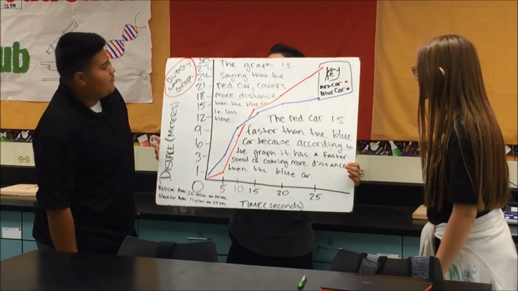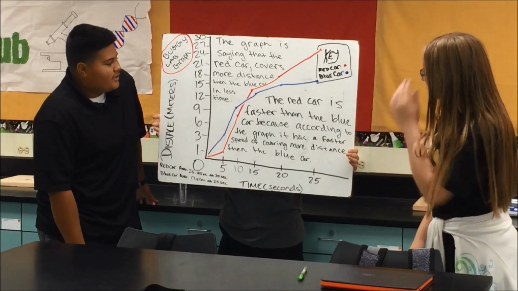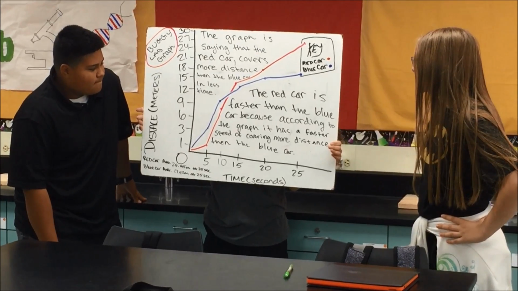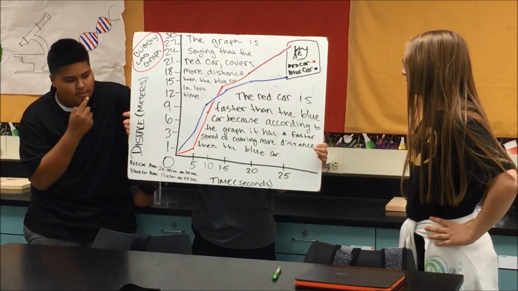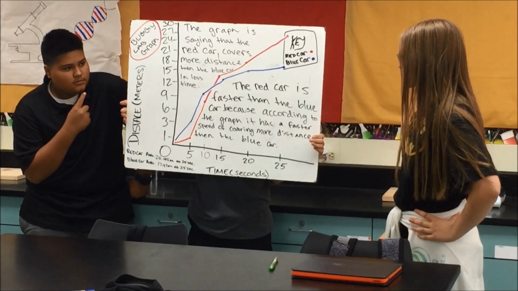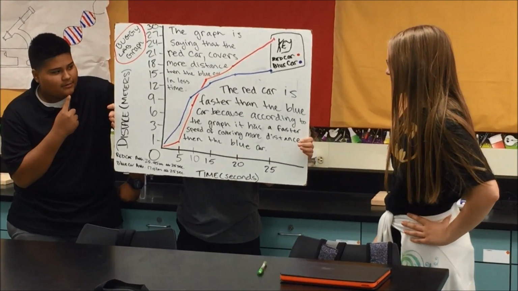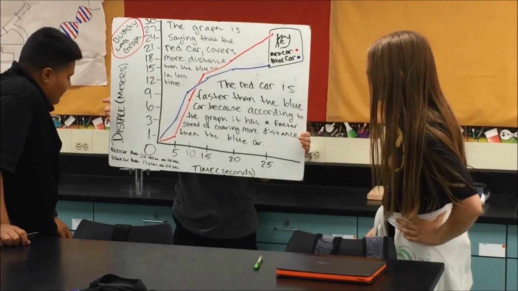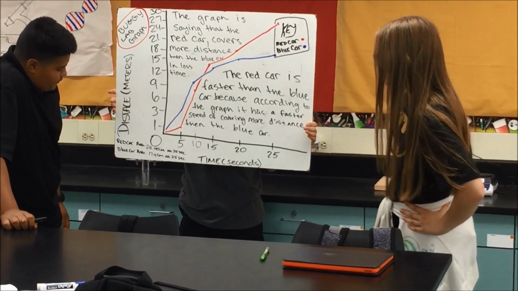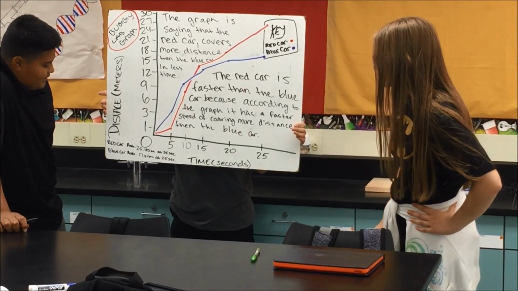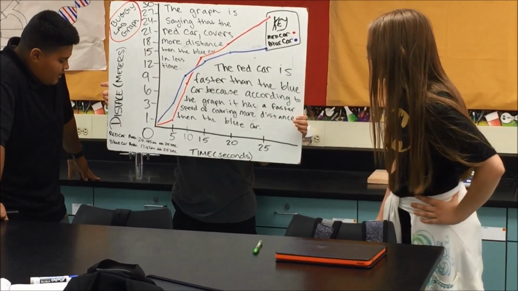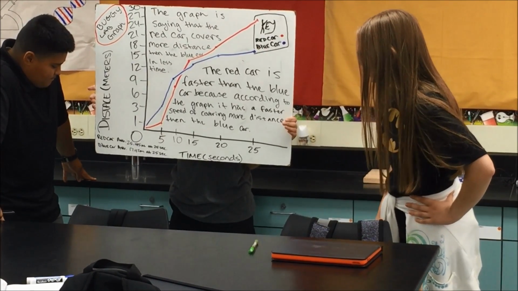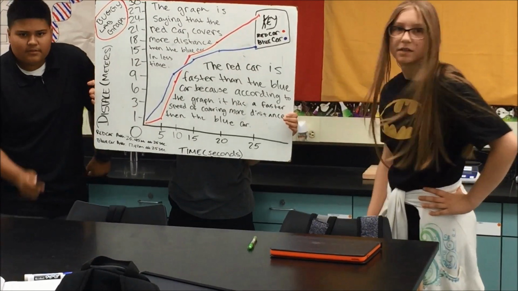The graph is saying that the red car covers more distance than the blue car in less time. The red car is faster than the blue car because according to the graph, it has a faster speed of covering more distance than the blue car. The red car's average is 45 meters at 25 seconds, and the blue car's average is 17.92 meters at 25 seconds.